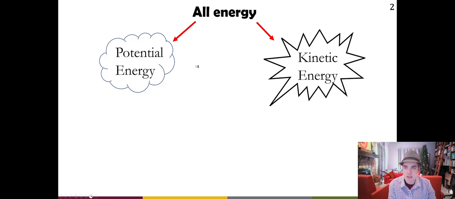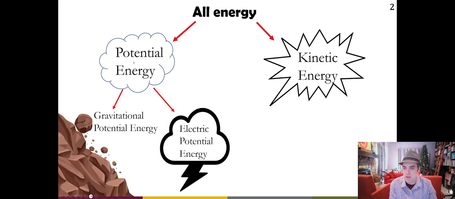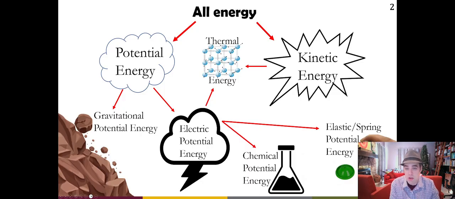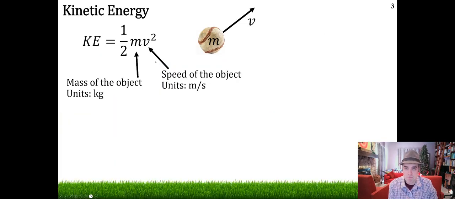So again, all energy, there's two types. There's kinetic energy, which is with movement, and potential energy. Inside potential energy, there's gravitational potential energy, electric potential energy, chemical potential energy, spring potential energy, as well as thermal energy, okay? So lots of different subtypes here, but the main ones are kinetic energy and potential energy.